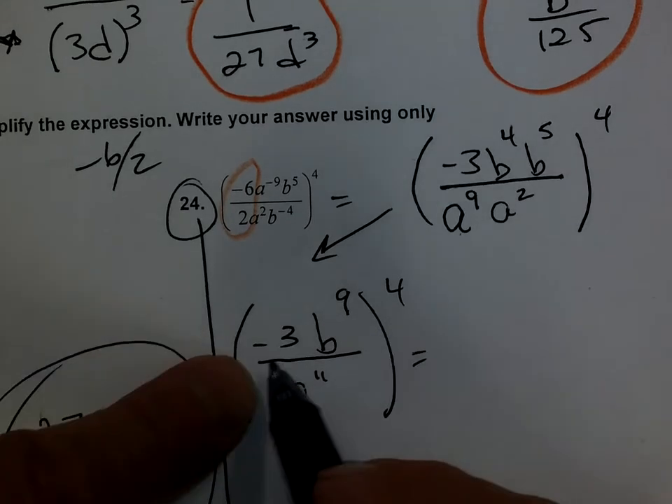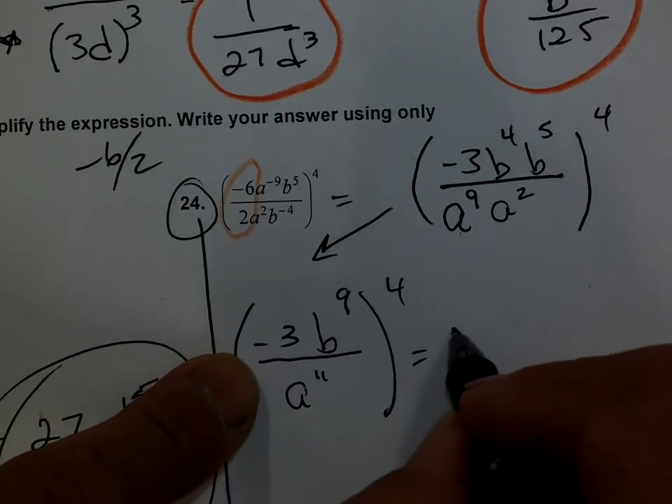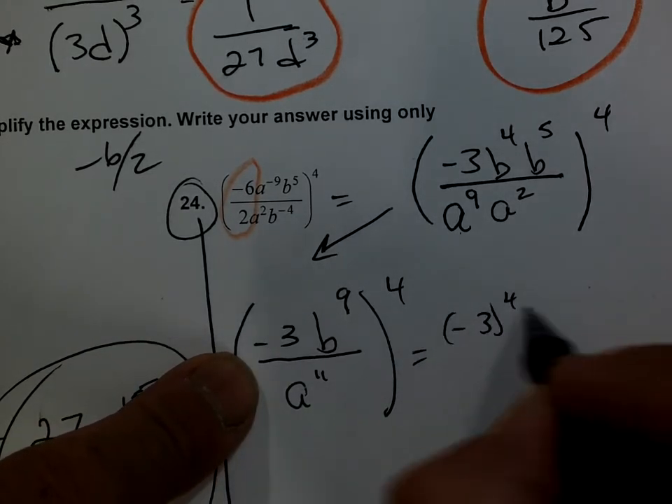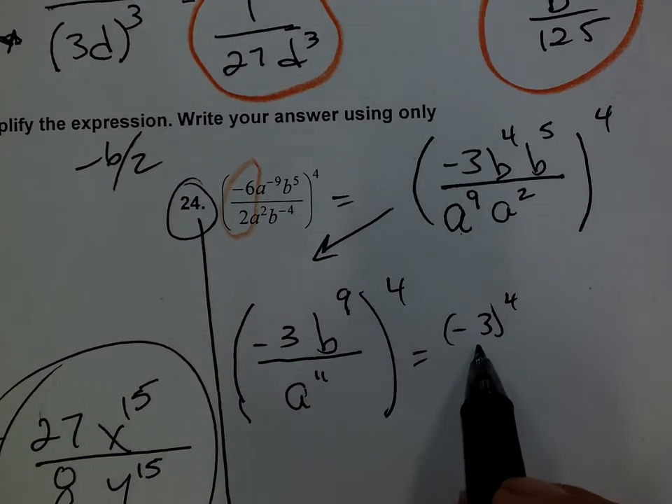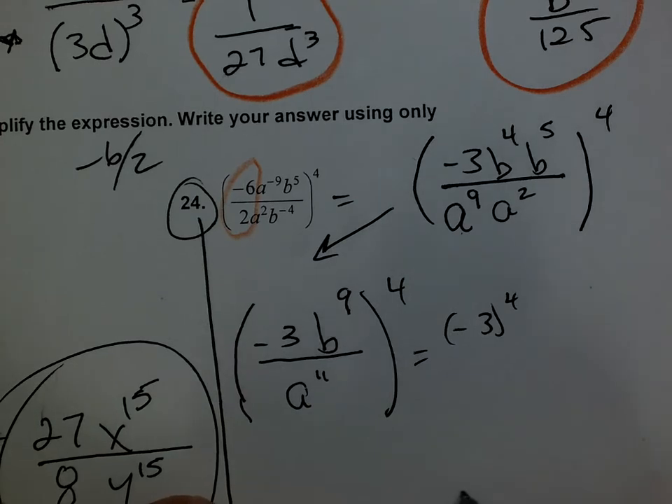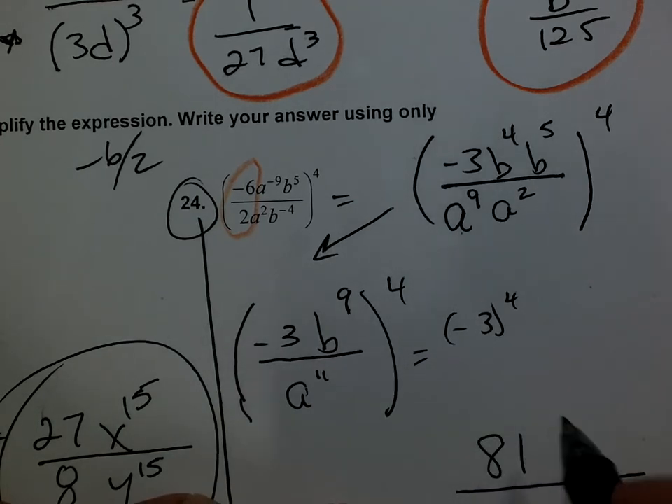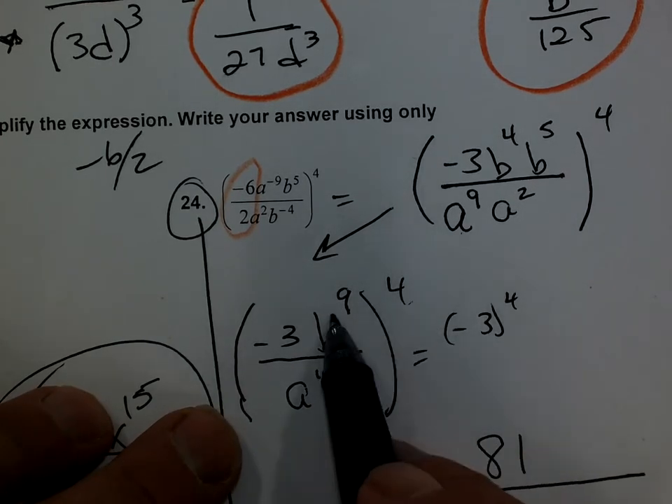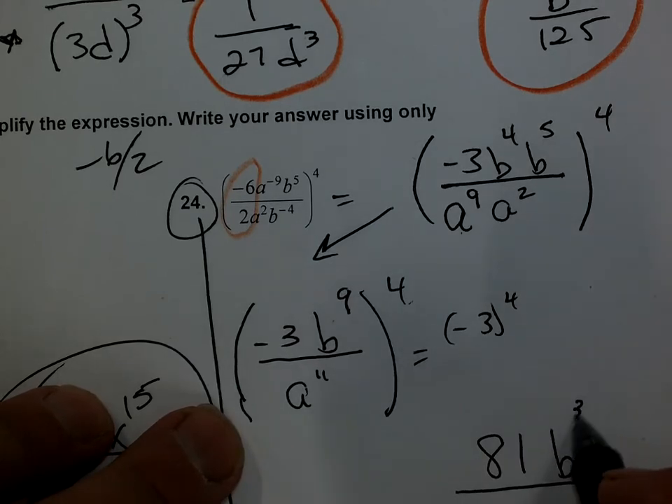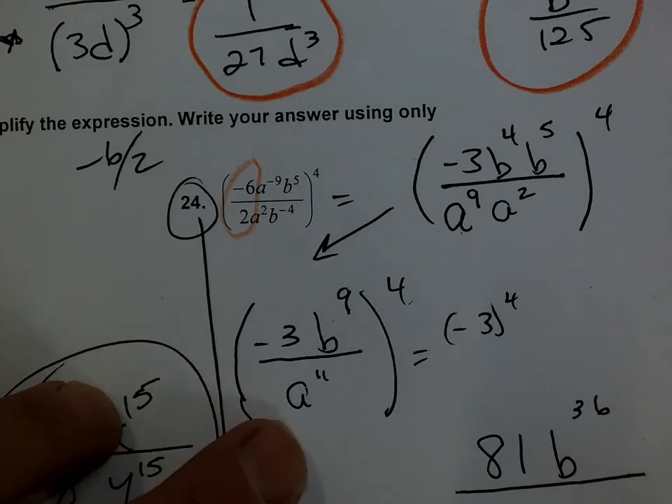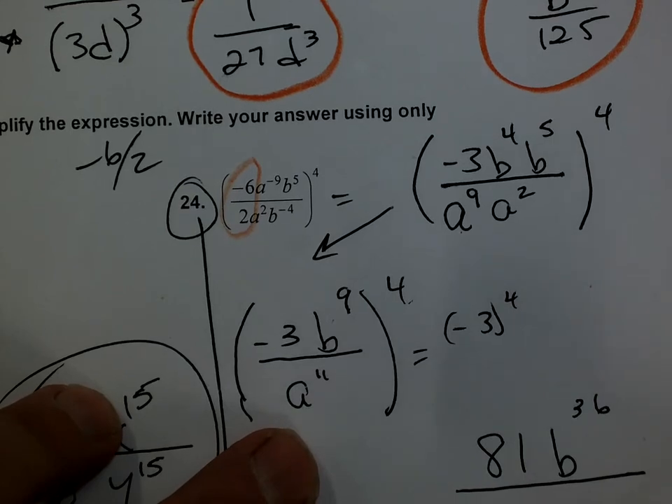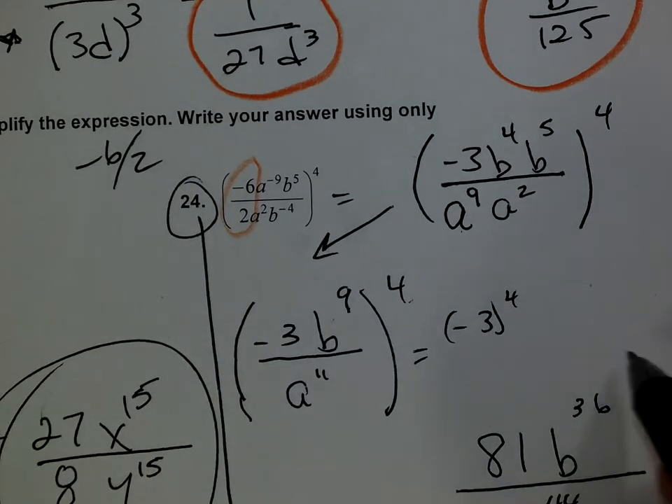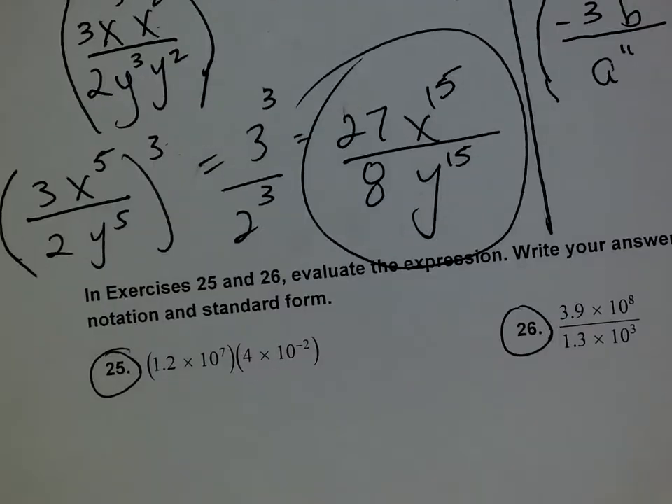Now, this is negative 3 to the 4th power, which is negative 3 times negative 3 times negative 3 times negative 3, which is positive 81. And then I'm going to get a b to the 36, because I'm going to multiply exponents. And in the denominator, I'm going to get an a to the 44, because I'm going to multiply exponents, okay? All right, last but not least, okay?